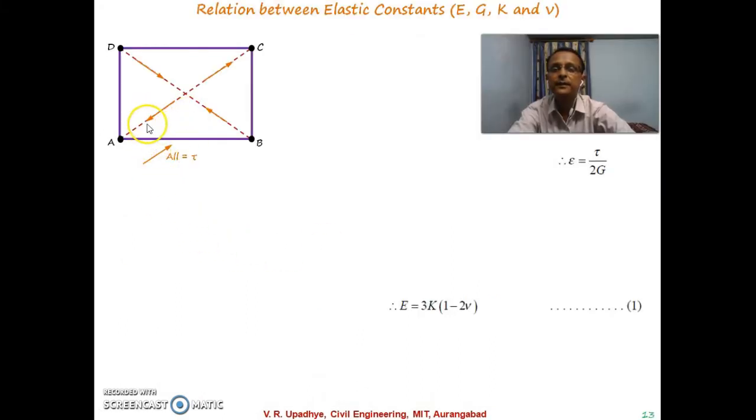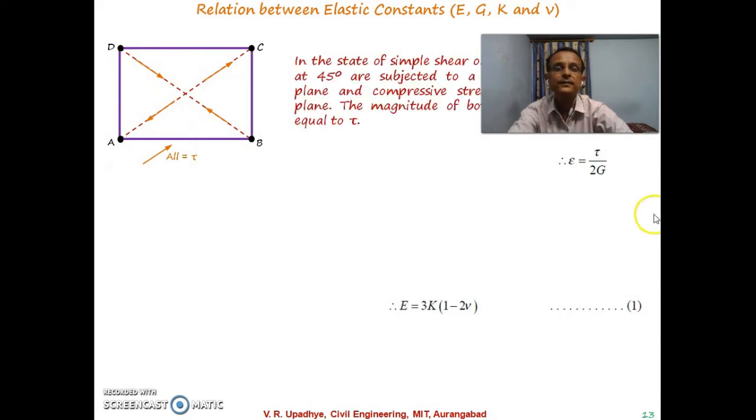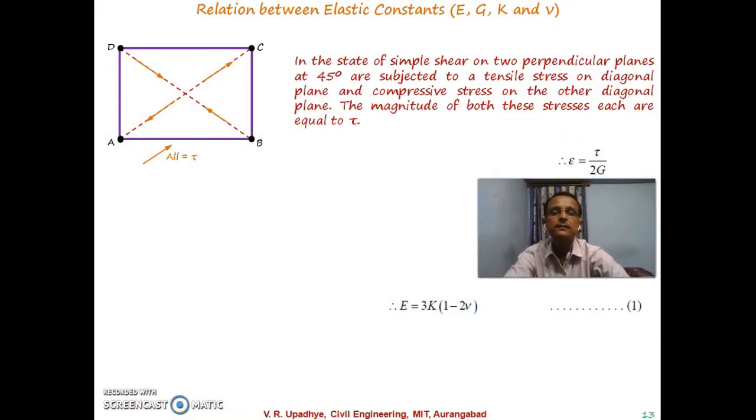And now what is over here is, this BD diagonal is in compression and AC diagonal is in tension. Then in the state of simple shear, two perpendicular planes at 45 degrees are subjected to tensile stress on a diagonal plane and compressive stress on the other diagonal plane. So that is what is drawn over here. The magnitude of both these stresses, tension or compression, is equal to tau. So all the stresses are tau.